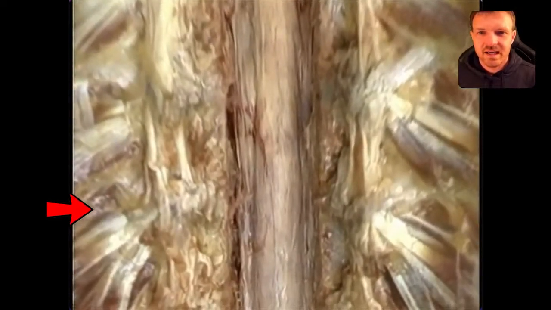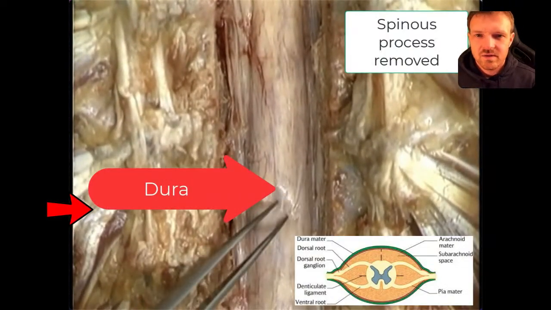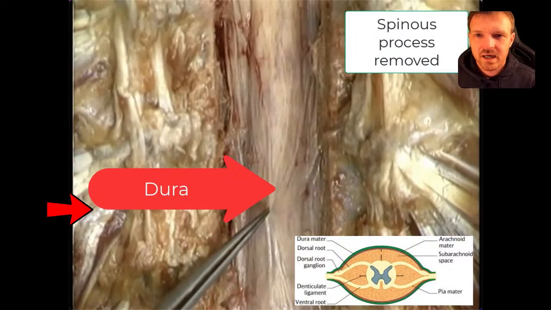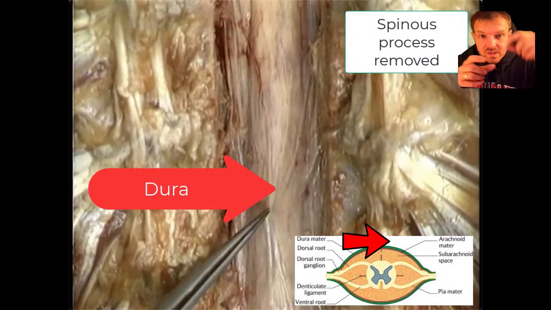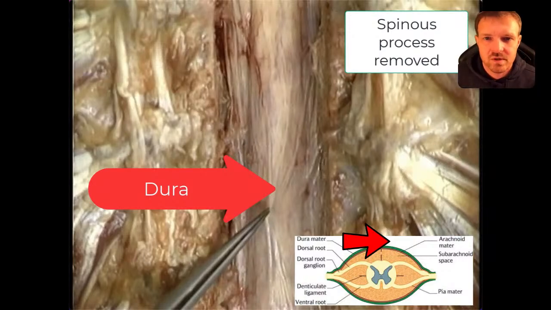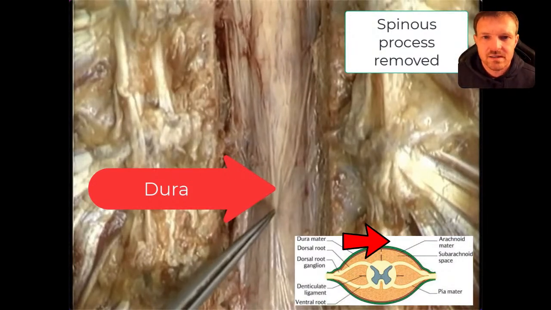Okay, so there is the dura. The spinous process has been removed. Remember, we've got that dural sac that covers all the way around. We saw it from a top-down view before, so this is a slightly different view. So there's your dura.